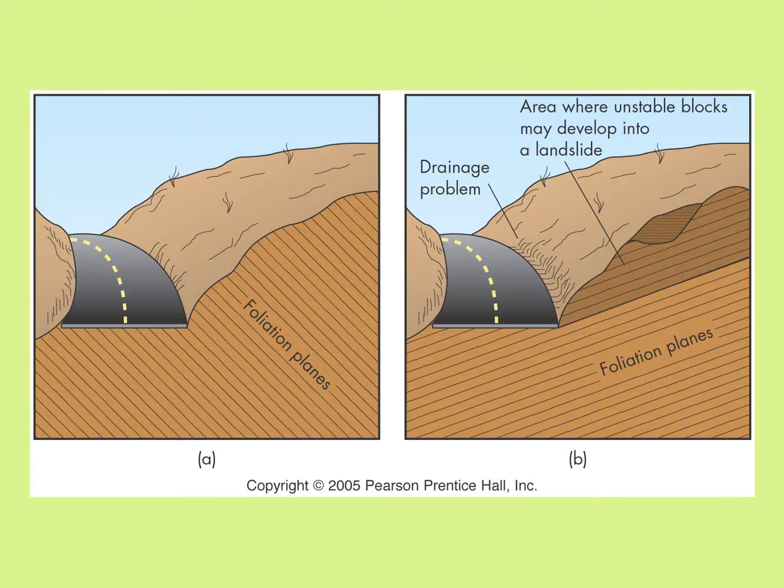Here's an example of how we have to watch out for it. These are two configurations for a road cut, or a cut through rock in order to put in a road. In one case on the left, you can see the foliation plane dips into the slope that we cut, whereas in the image on the right, the foliation planes allow the potential for a rock slide to occur along the foliation planes.